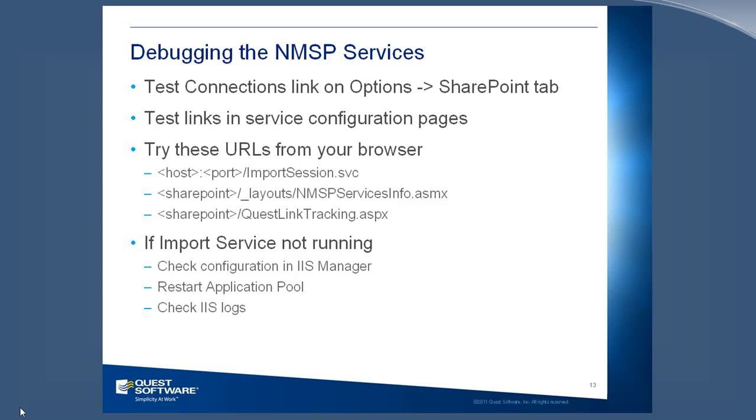Okay, a few tips on debugging these services. There is a test connections button in the options dialog of our client, and that's the first line of defense to test that you can connect to a server. It tests a number of things, whether the import service is configured properly, whether it can connect to everything, and so on. There are also a couple of URLs in our service configuration pages, which I'll show you in a few minutes, and those will test out the import service or the link tracking service specifically, and all the connections to the databases and so on.